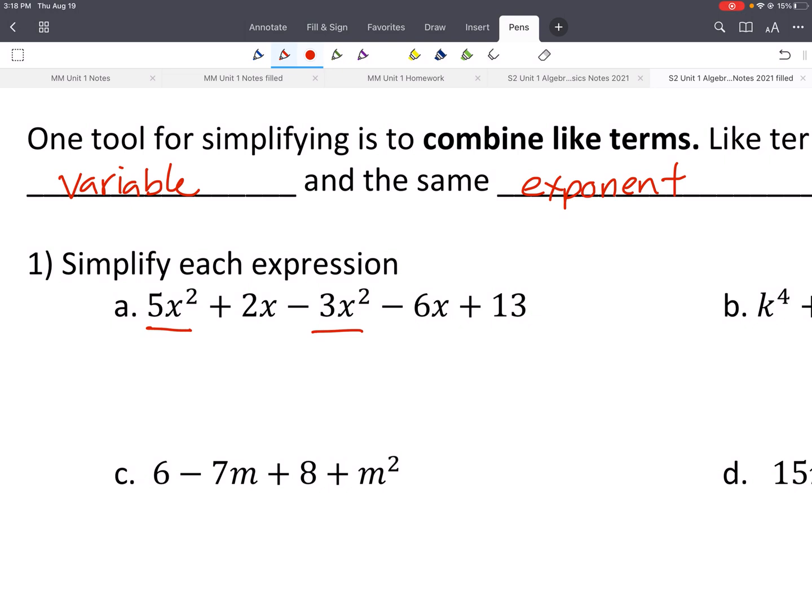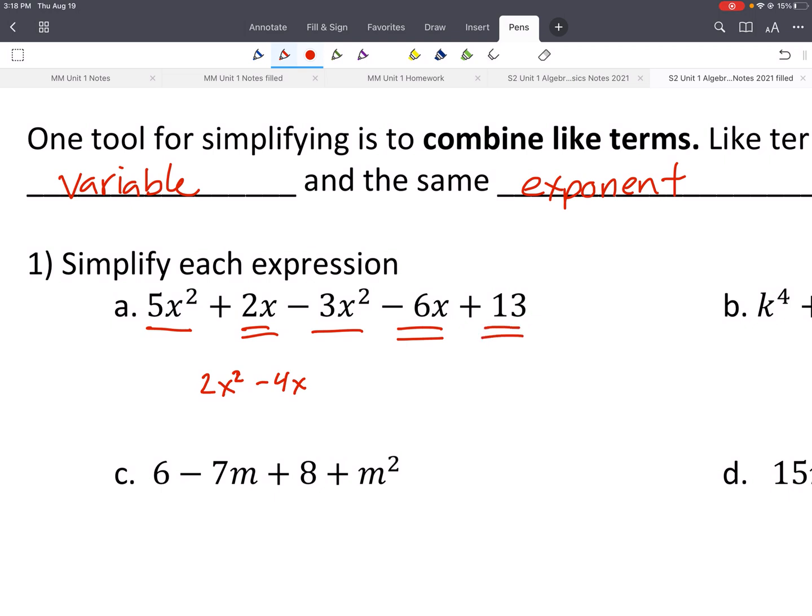So that means we can combine those. So you add or subtract just like you would as if there were no variables there. So 5 minus 3, well that's 2. So 2x squared. And how many x's do we have? Well, here we have our x's. We have 2 x's, and we're going to take away 6 x's. So we'd end up getting -4 x's.